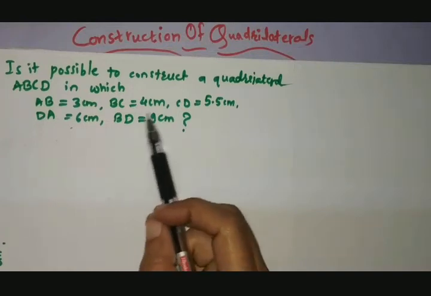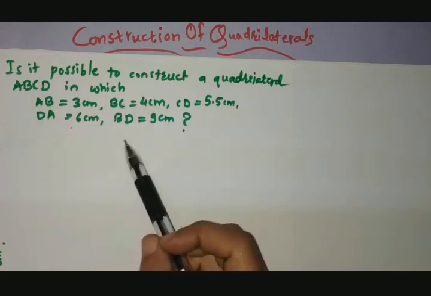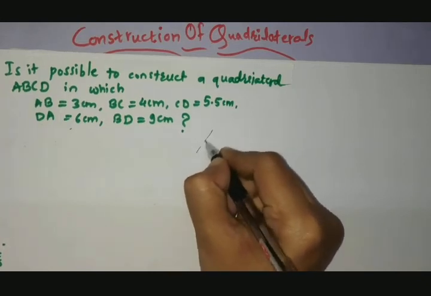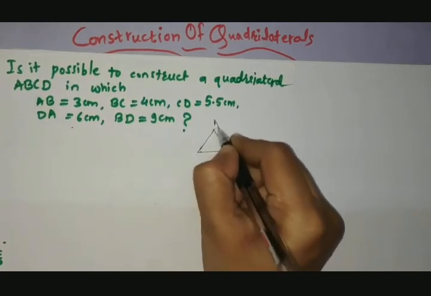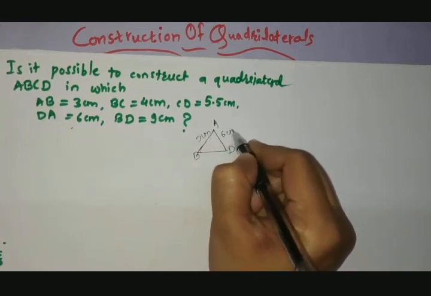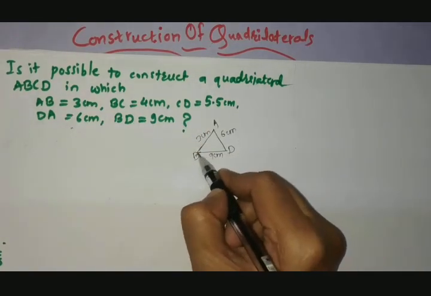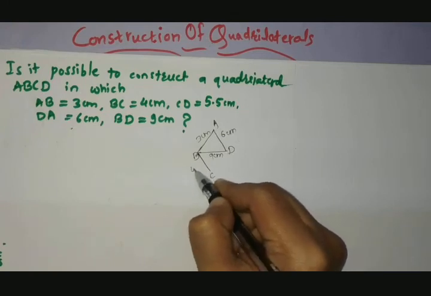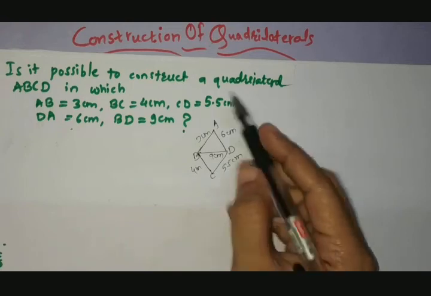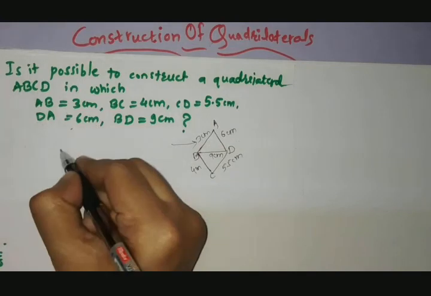So the next question is, is it possible to construct a quadrilateral ABCD in which these sides are given? So we'll first draw the rough one, the triangle ABD. Here, friends, we have given 3 centimeter, 6 centimeter, and this is 9 centimeter. And then B to C is given as 4 centimeter, and this one is given as 5.5 centimeter.